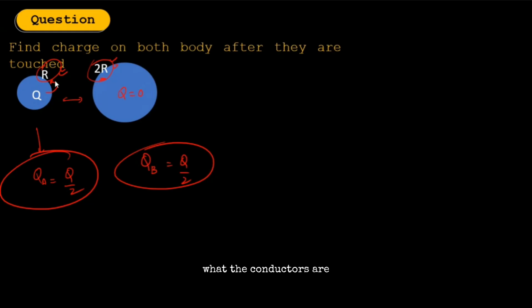This is what conductors are. It doesn't matter what their surfaces are. The charge distribution doesn't depend upon the radius. It depends upon the body which is brought in contact and whatever amount of charge it is carrying initially. It is going to get equally distributed. That is again something you need to keep in mind.